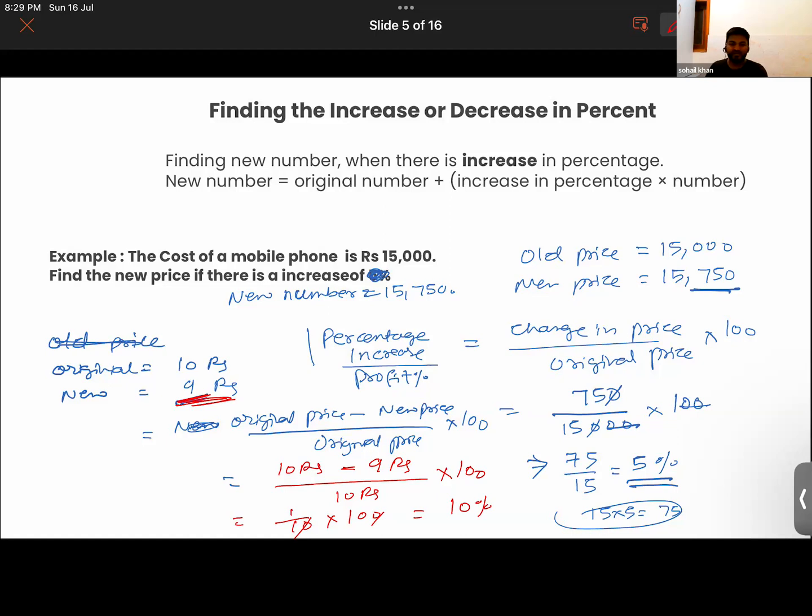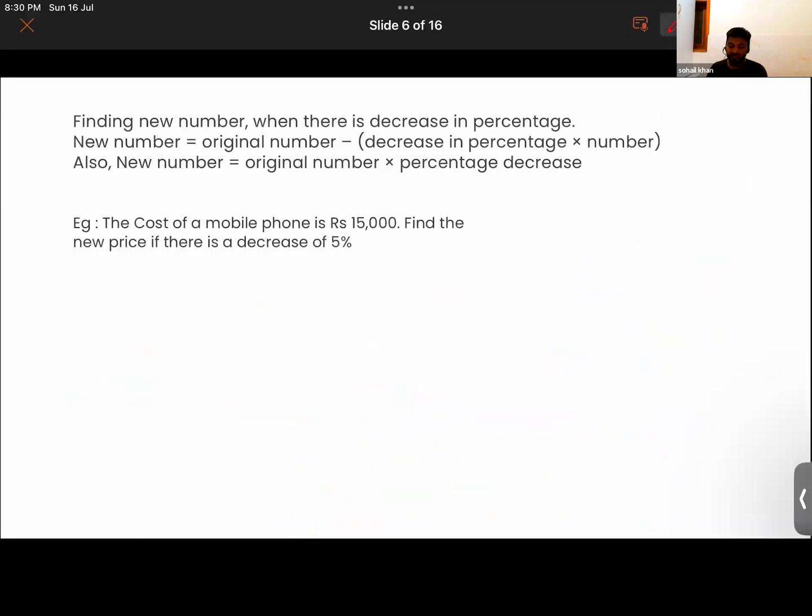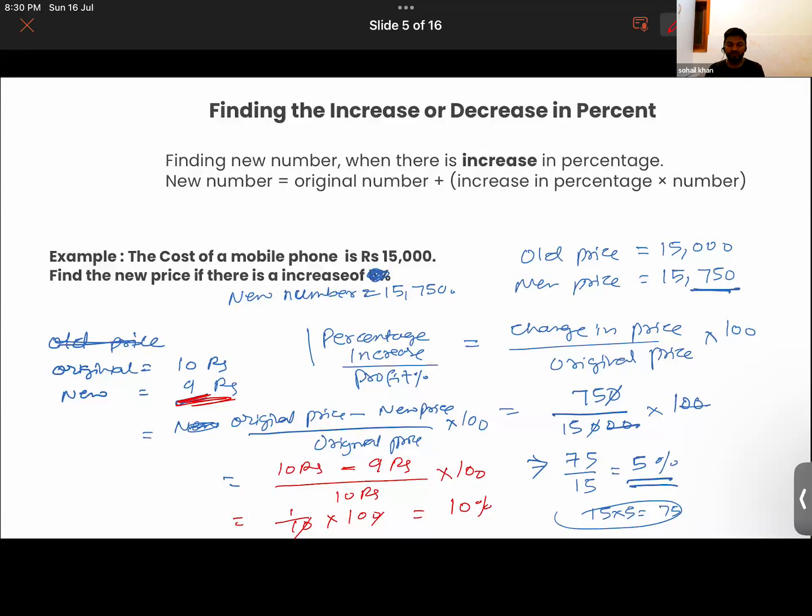Okay. So in the next class, we will be talking about profit and loss percent. I will give you a few simple questions on profit and loss percents. Try solving them yourself. Then we will continue our discussion further in the next class. Any confusion so far? No, sir.